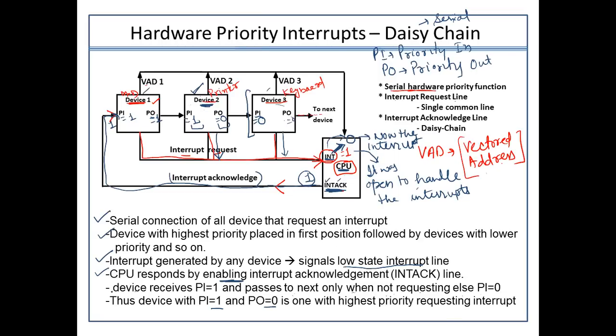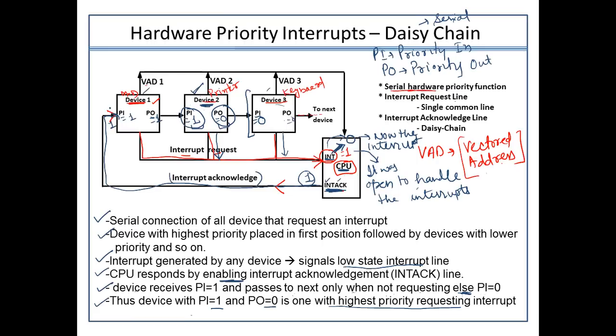So this is the point to understand. As I said, if it is not requesting, it will pass the same value to the other one. Otherwise, what will happen? Else, pi will become equal to 0. This was the second case, the device which has sent the request. Thus, the device with pi equals 1 and po equals 0 is the one with the highest priority requesting the interrupt. So I hope that I was able to define this entire thing, and you have also got it.